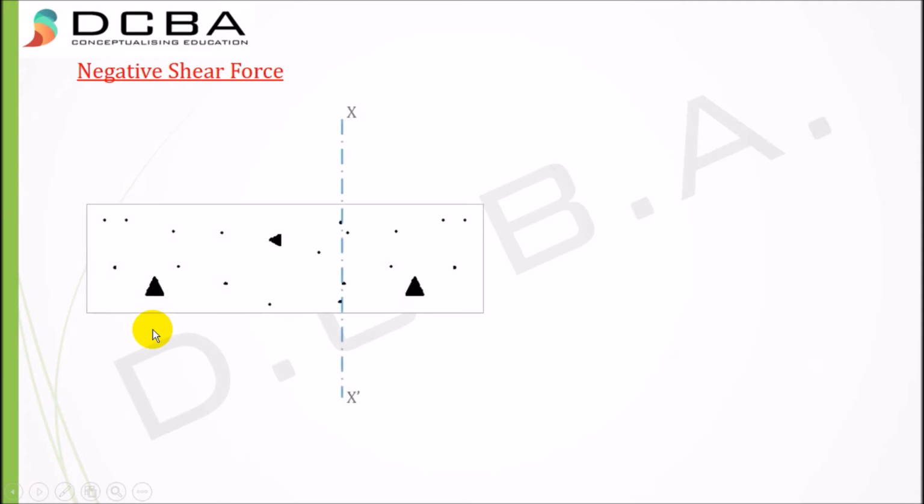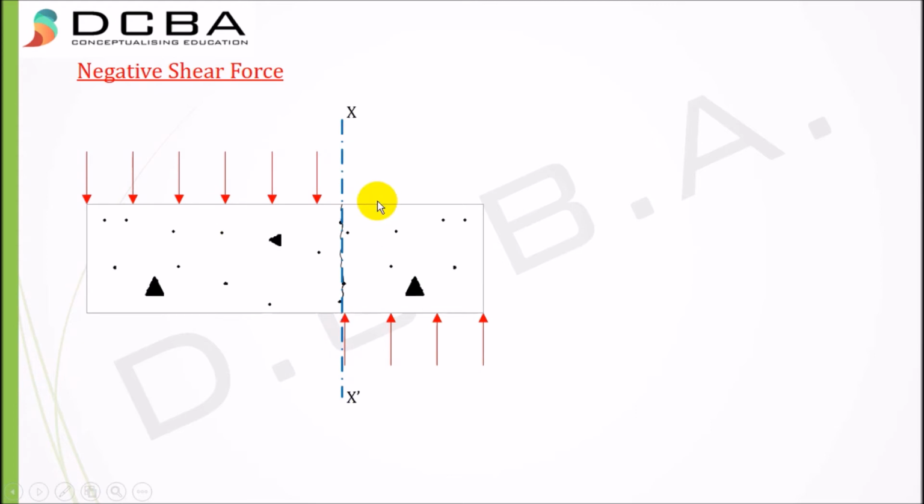Now we'll check what a negative shear force is by a very basic rule. It obviously has to be the opposite of positive shear force. Again we'll consider a beam, same section x dash. For negative shear force, the left hand side of the beam should carry forces which have a resultant acting downwards, or the right hand side of the beam should carry forces having a resultant upwards. If one condition is met, the other is automatically met, so you have to remember either of them.